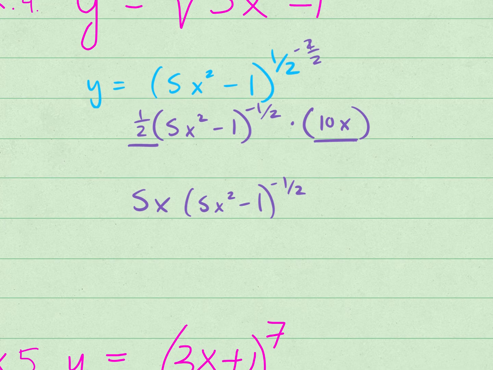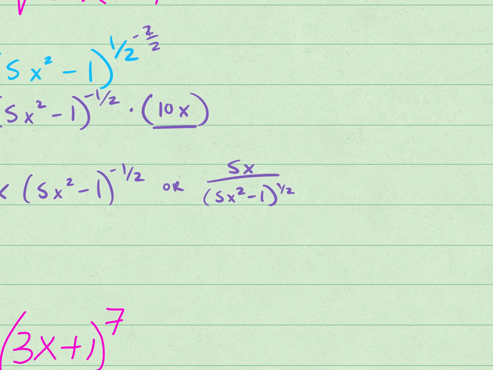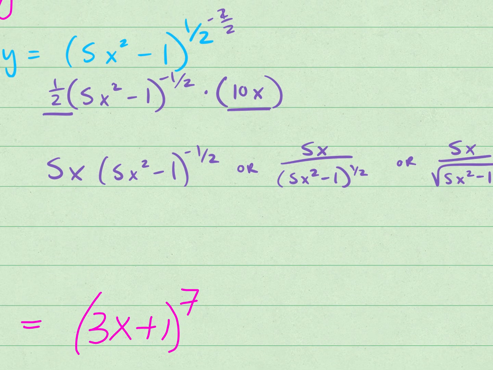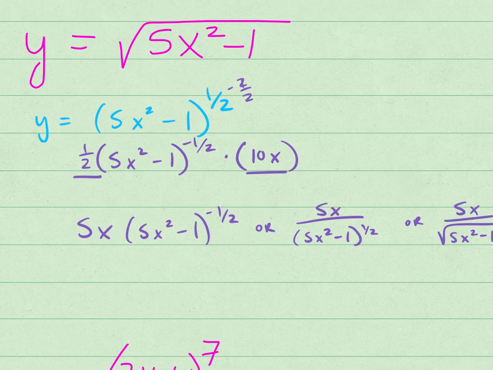Or we could write it a little bit better: 5x over 5x squared minus 1 to the 1/2 power. Or we could say 5x over the square root of 5x squared minus 1. So all three of these would work. They'd be the right answer. I think WebAssign might want it this way with the square root.